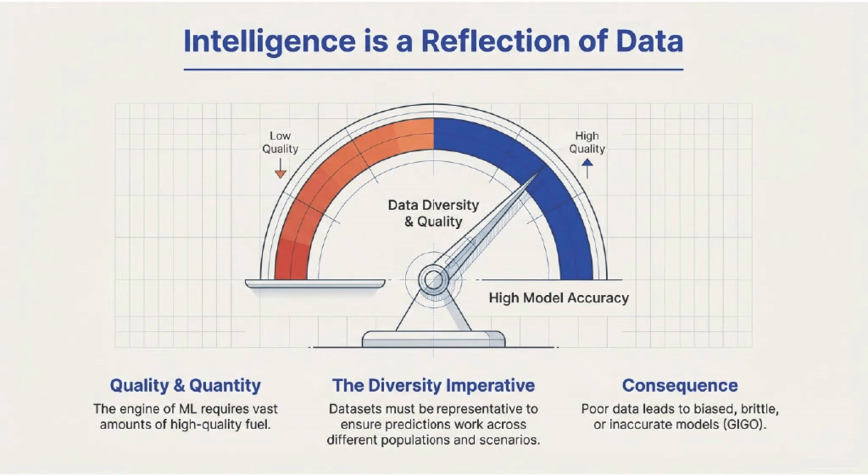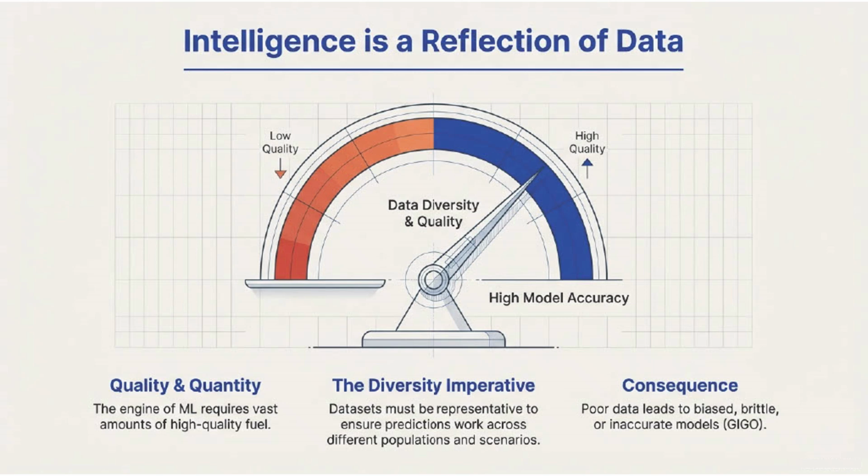The slide uses the term GIGO, garbage in, garbage out. It's a classic computing term. If your input data, your fuel, is limited or flawed, your output is going to be brittle. You can have the most advanced architecture in the world, but if you feed it narrow data, it's going to give you narrow predictions. It really hammers home that this is an engineering challenge, not just a coding one. Absolutely.